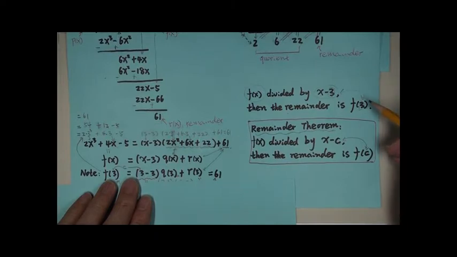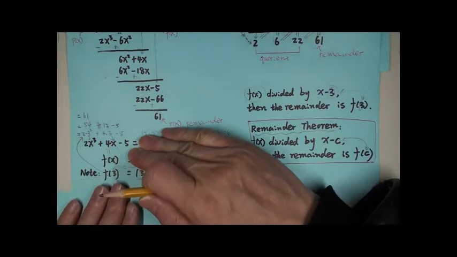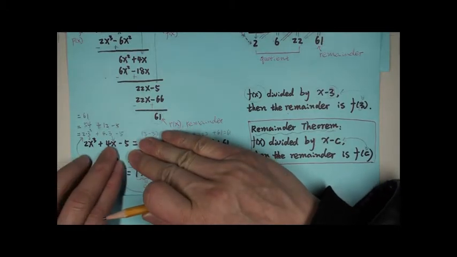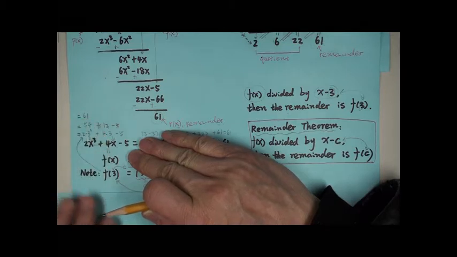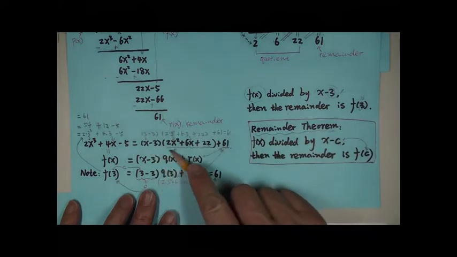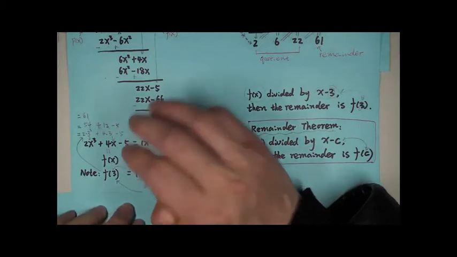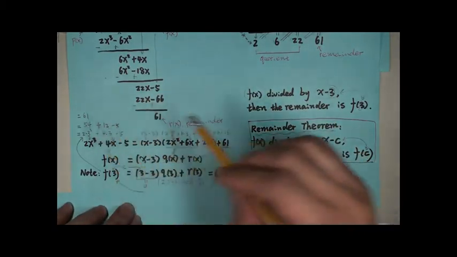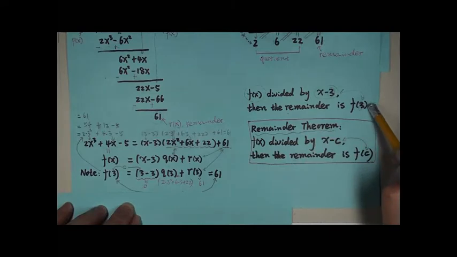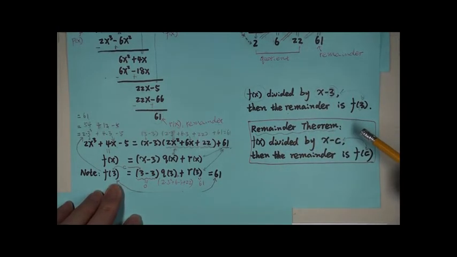Okay, how are we going to calculate f of 3? We plug in on the left-hand side. See, f of 3 equals that, 61. That's the remainder. So we don't need to do this division. We plug in right here, then whatever we end up with will be the remainder. f of 3, 61, will be the remainder for x minus 3.